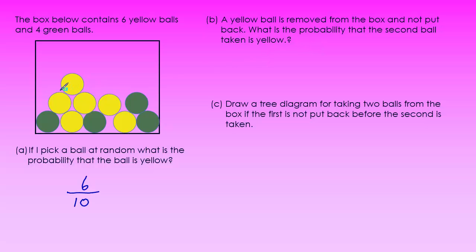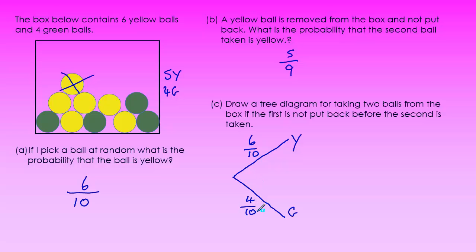So if we've taken a yellow one and not put it back, we're now in a situation where we have 5 yellow and 4 green. So the probability of this second one being yellow will be 5 out of 9. Draw a tree diagram for taking 2 balls from the box if the first is not put back before the second is taken. So the first branch represents the first ball, which could be yellow or green. Now we know that this is 6 out of 10, and this one would be 4 out of 10 because there's 4 green balls.